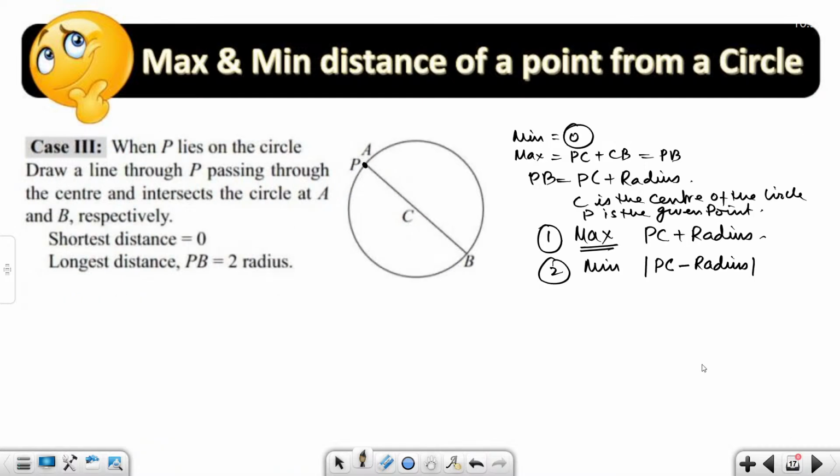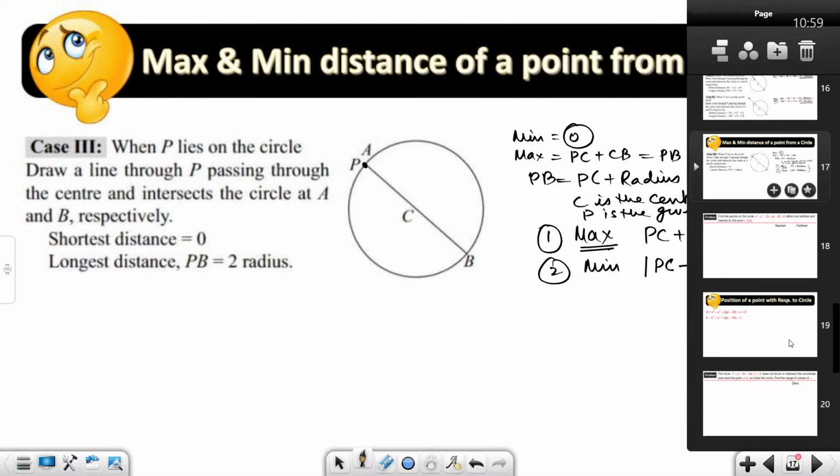So whenever a question comes where a point is given and a circle is given, and you have to find the minimum and maximum distance, for the minimum distance you will always find the modulus of PC minus radius, irrespective of the position. Whether the point P is inside, outside, or on the circle, it doesn't matter to you. You are always going to have the value modulus of PC minus radius. And the maximum distance will be PC plus radius. Please do remember this too. Okay?